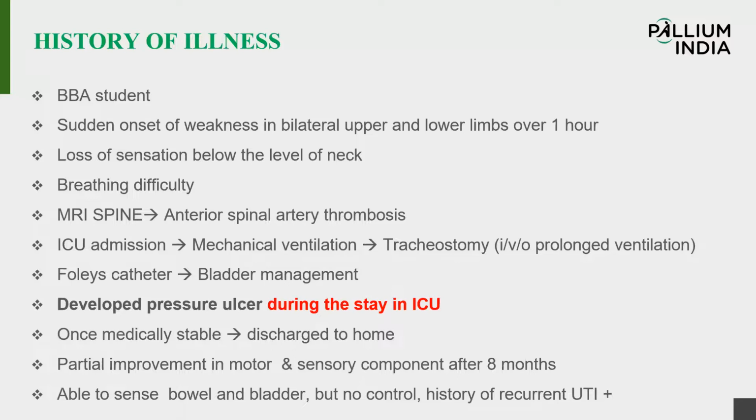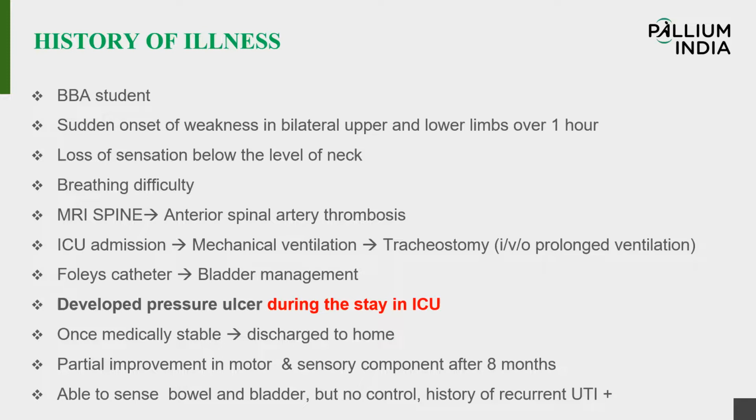So she was a BBA student, presented with sudden onset of weakness in bilateral upper and lower limbs over 1 hour. She also had loss of sensation below the level of the neck and breathing difficulty. The MRI spine was done and it revealed anterior spinal artery thrombosis. She was initially admitted in ICU with mechanical ventilation, and in view of prolonged ventilation, later on tracheostomy was done, and gradually she was weaned off.